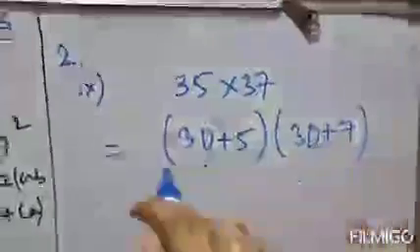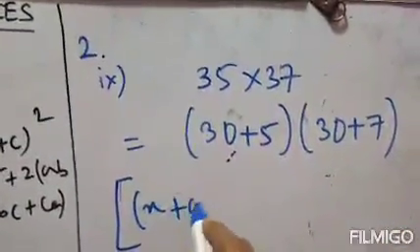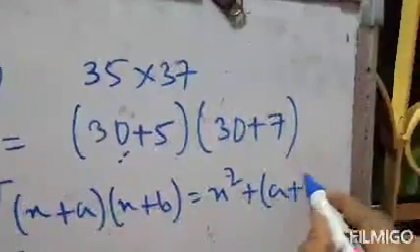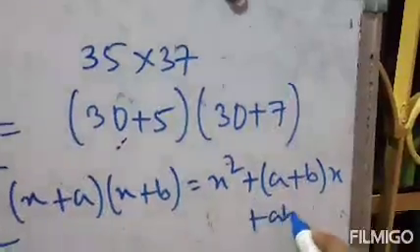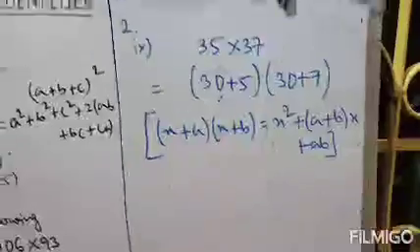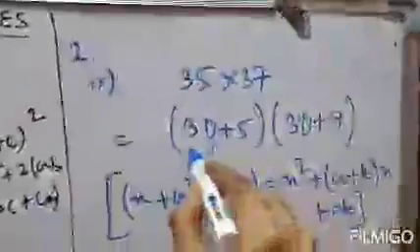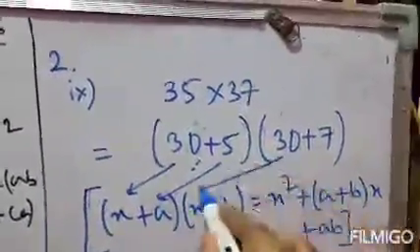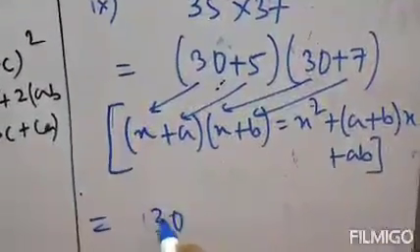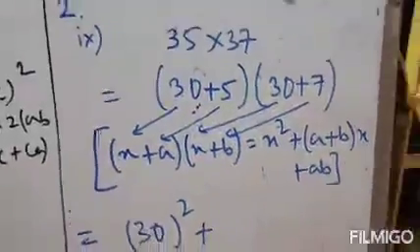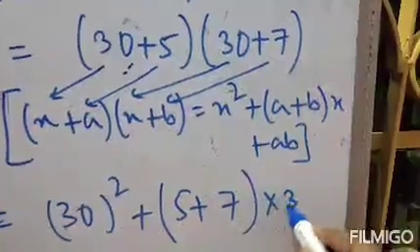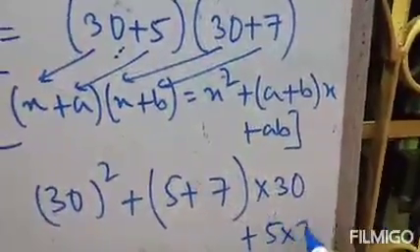So both signs are plus, so the identity will be your (x plus a)(x plus b). This is equal to x square plus (a plus b)x plus ab. This will be your identity. Both signs are plus, that means (x plus a)(x plus b) formula we should use. So compare the value. The value of x is 30, a is 5 and b is 7. Now put this x square, x is 30, that means 30 square. Clear? a plus b, a is your 5 and b is your 7, into x which is 30, plus ab, a into b. Clear?